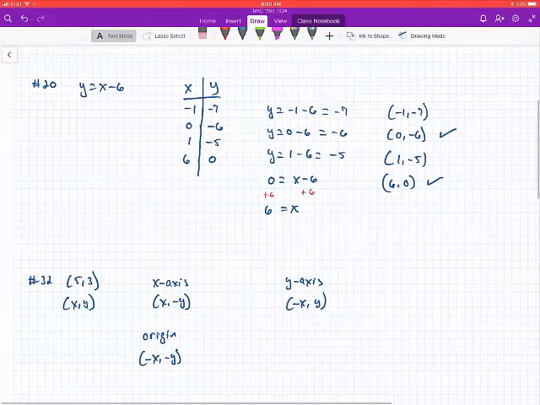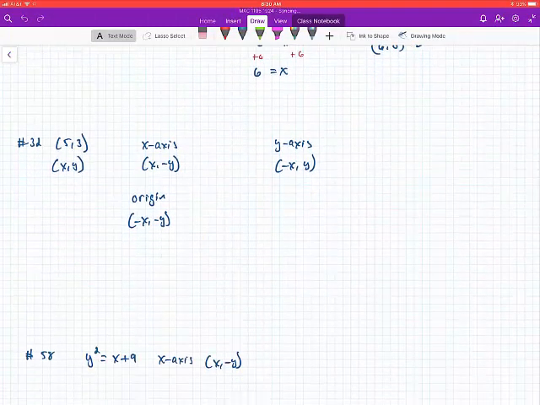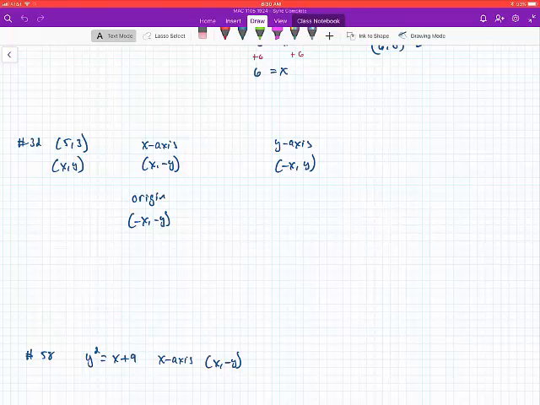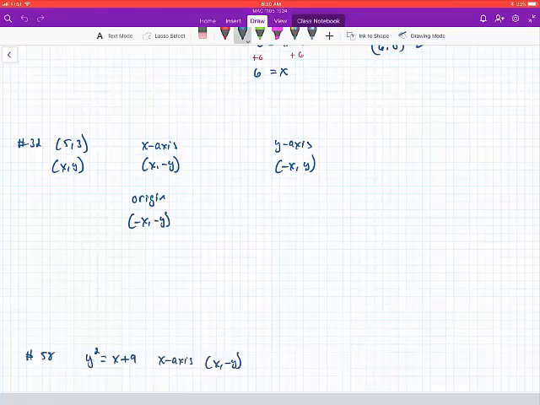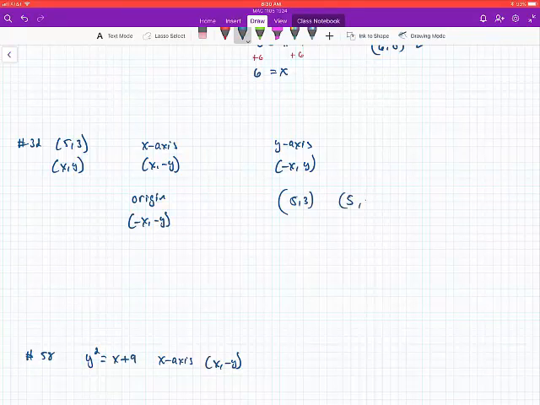number 20. All right, let's go to number 32. The instructions for number 32 are to plot each point, then plot the points that are symmetric to it with respect to the x-axis, the y-axis, and the origin. The point that we're given is (5, 3). If the point is symmetric with respect to the x-axis, then the point (x, -y) would also be on that graph. So if I'm given (5, 3), for the x-axis it will simply be (5, -3).